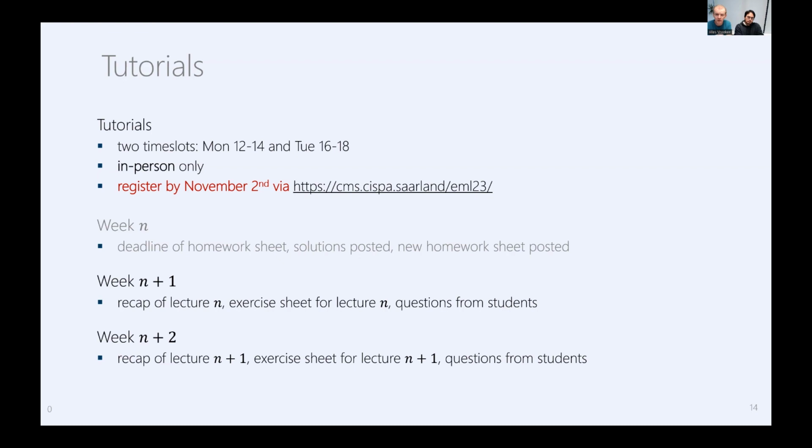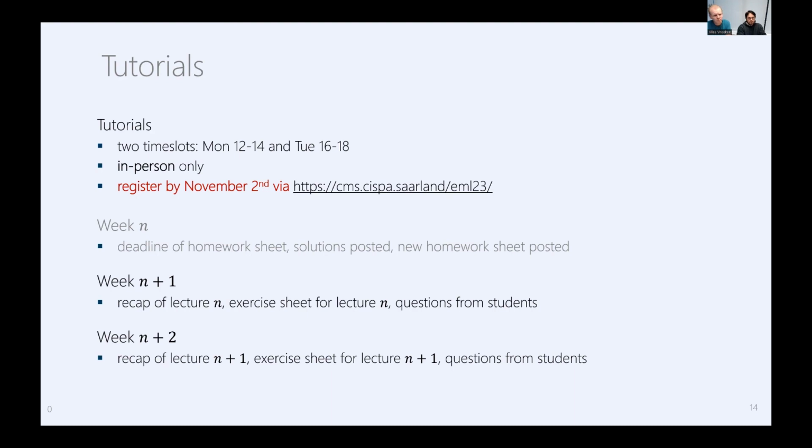Those exceptions will be posted on the website, but in person. We believe that this is the best learning experience for a tutorial. In order for us to be able to create a tutorial student assignment, we ask you to register on the course website, latest by November 2nd. The day after, that's the plan, we will issue the assignment of which tutorial you're booked in. November 2nd is a Thursday, so on the Friday you have your assignment. Monday and Tuesday will then be the tutorials.